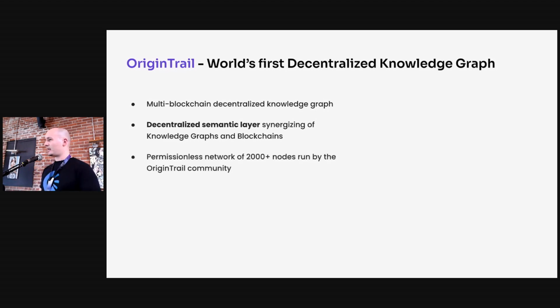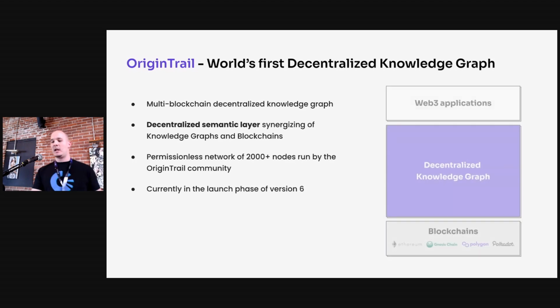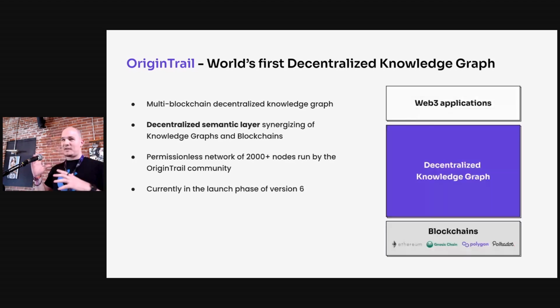Right now, it's a network running on the mainnet in version 5 with over 2,000 nodes. It's a permissionless network, so people and companies around the world are running these nodes, really supported by the OriginTrail community and incentivized by the Trace token. It was launched in 2019, so it's been here for a while, actually deployed in quite a few places. I'll show some of them today. And right now we're in this phase of launching version 6, and I'll be speaking about this new version 6 today.